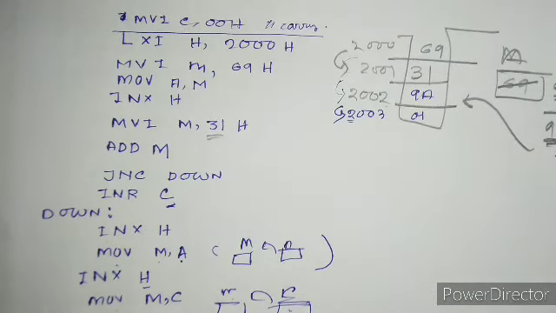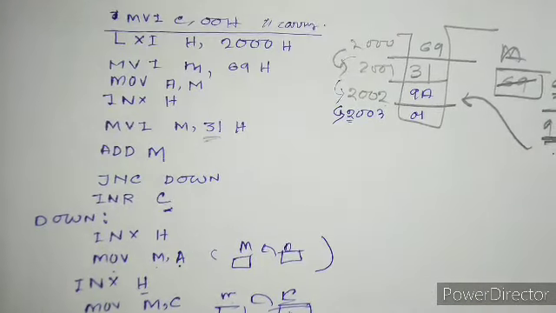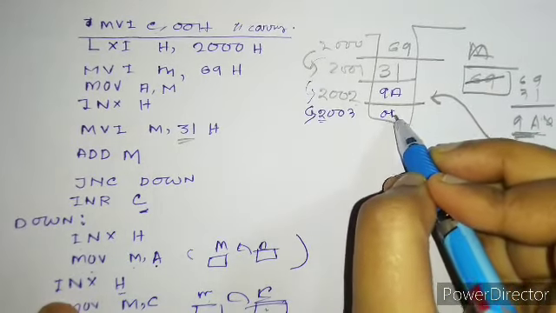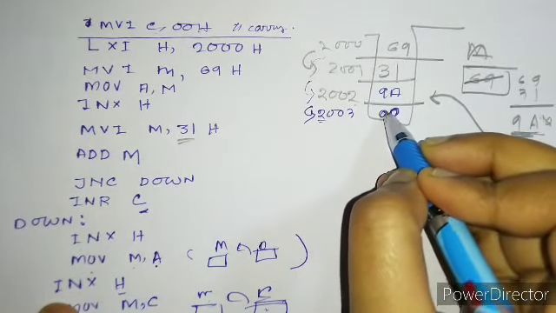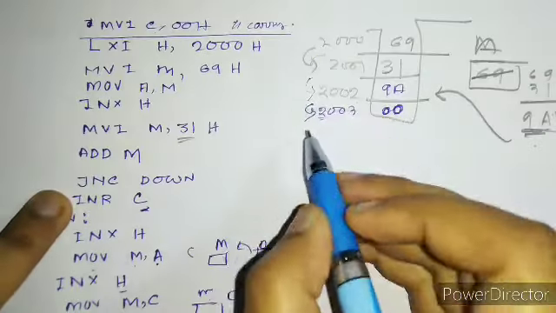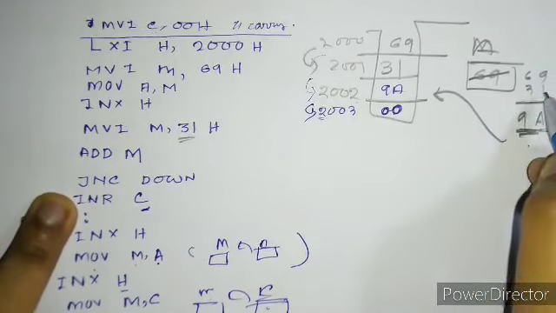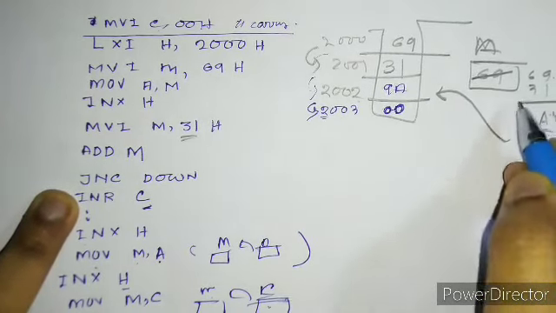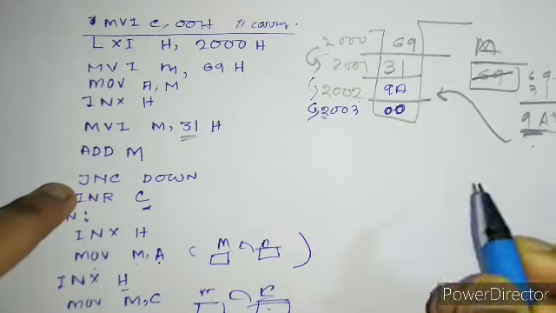Let's see it practically. I'm really sorry, but in this case carry doesn't occur, so this will stay at 00. Here the INR C step will not be counted. 98 plus 31, so I can write it as A, and 6 plus 3 is 9. So there generates no carry.